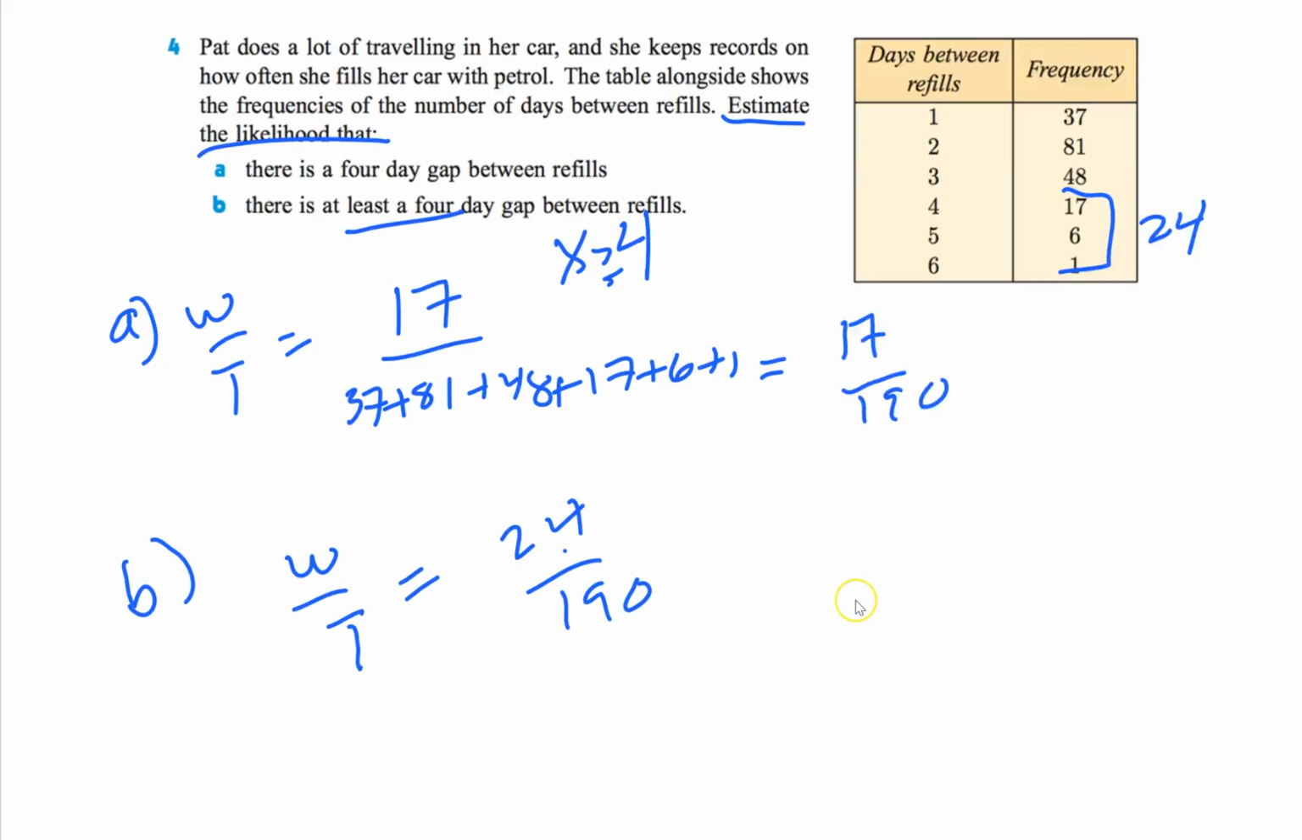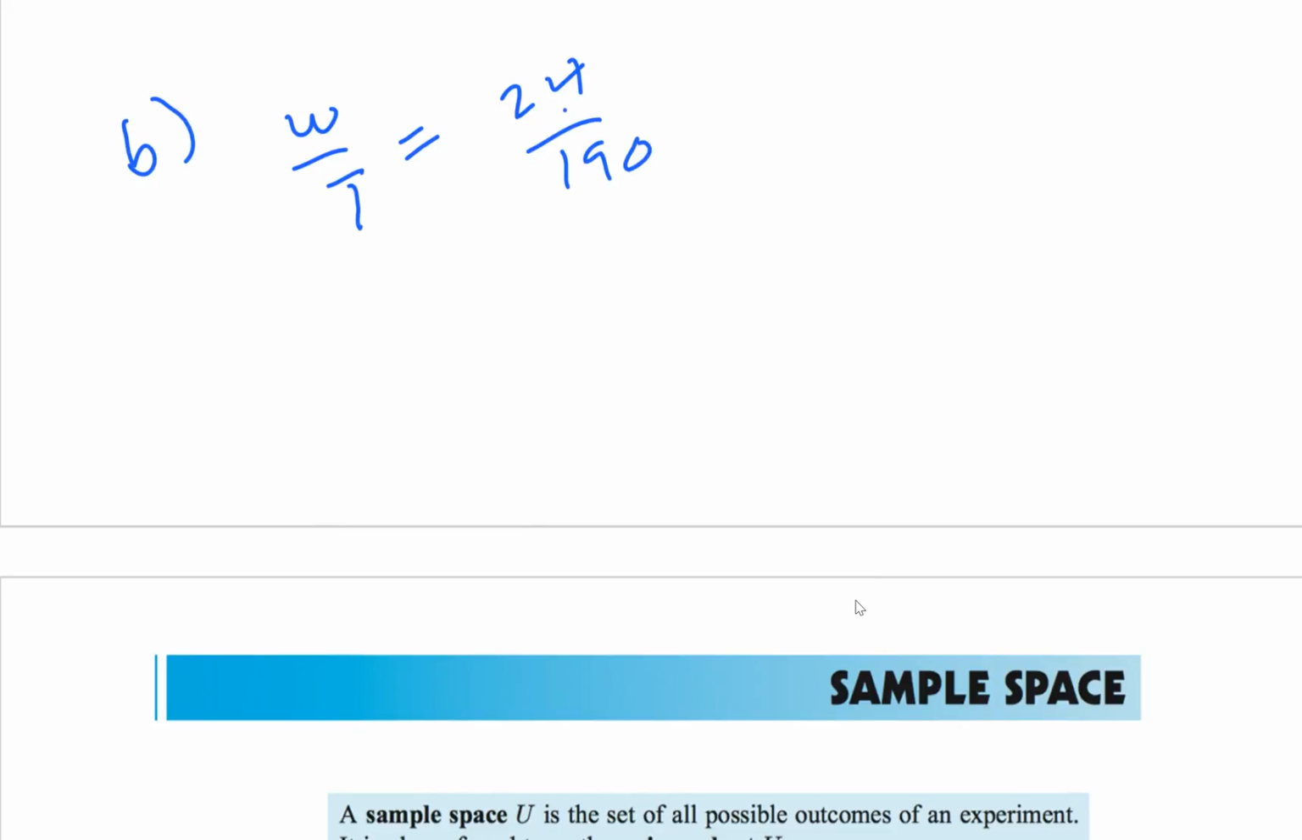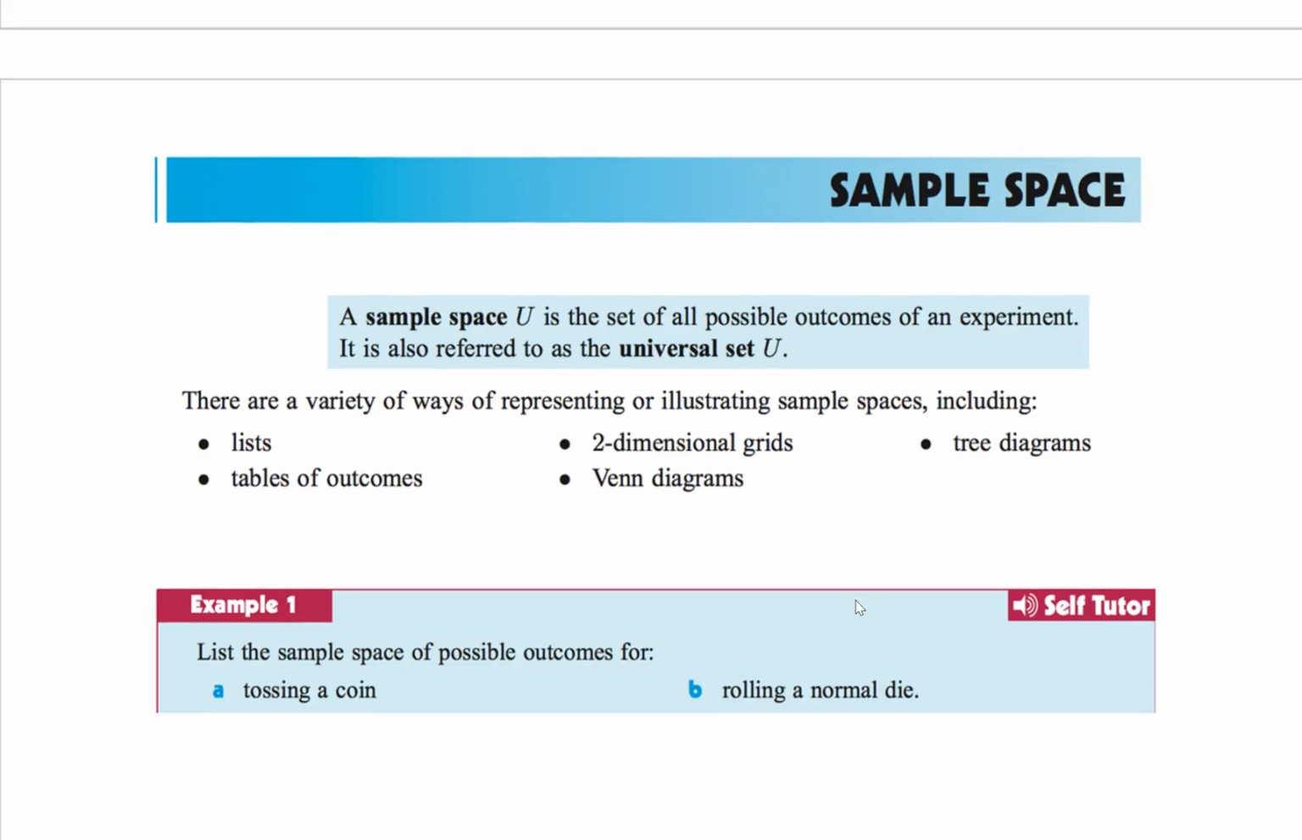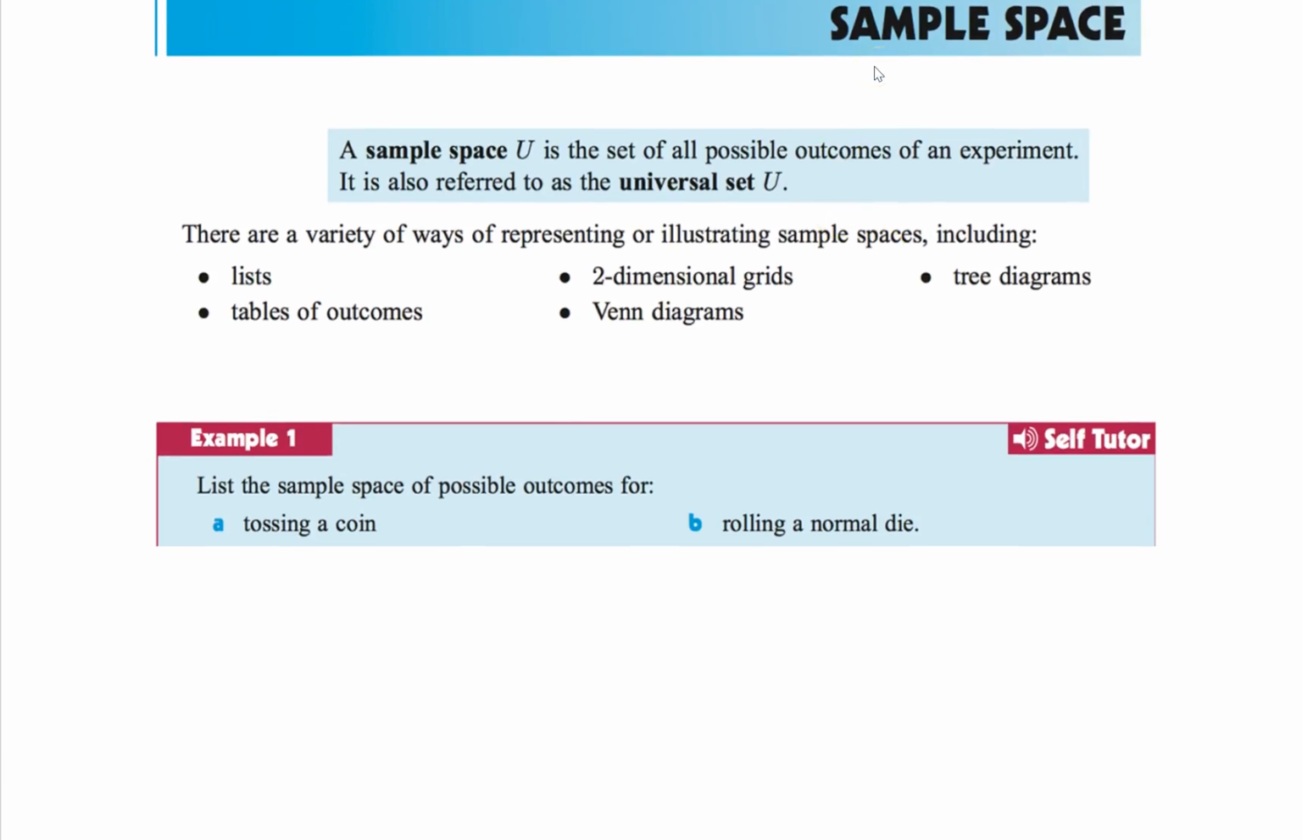So the examples we've done have been pretty easy. So sometimes they're not so nice. So when that happens, we might want to use a sample space. What that means is just a way to write out your outcomes, like all the different possibilities. So a ton of ways to do this. This list is probably the basic one, right?